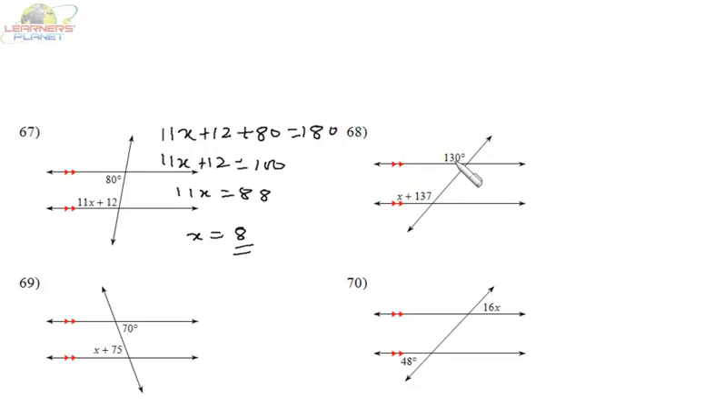Here both of them are corresponding angles, and in the case of parallel lines, corresponding angles will be the same. So x plus 137 is 130. That means x is equal to minus 7. Okay.